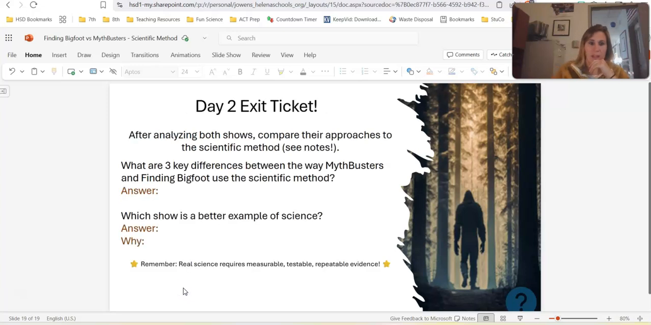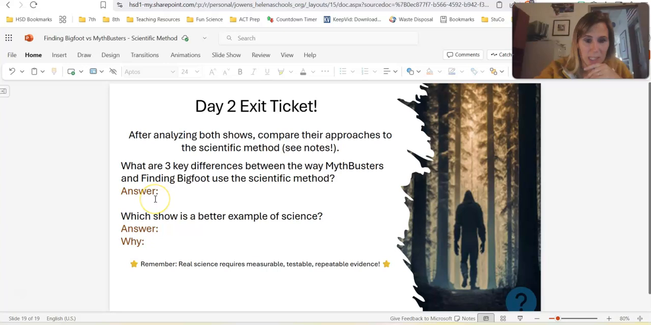And then finally, your exit ticket for day two. After analyzing both shows, you will obviously need to watch day one and day two and have those parts done before you do this exit ticket. Compare their approaches to the scientific method. Again, see our notes on slides 2 and 3. What are three differences between the way MythBusters and Finding Bigfoot use the scientific method? I want three differences. I'll change that so it says 1, 2, and 3.